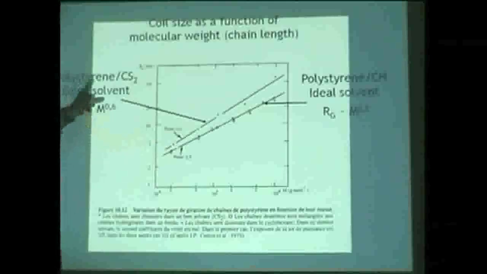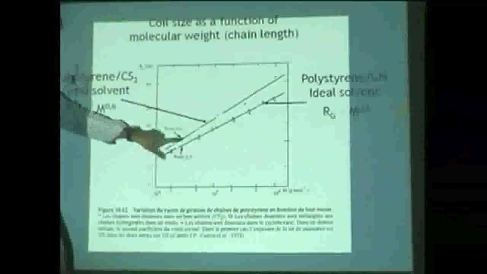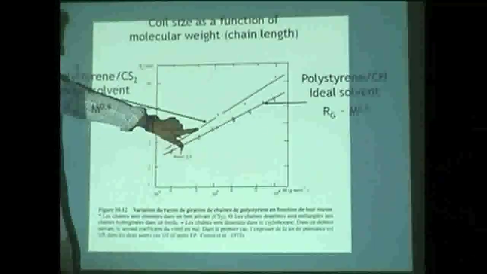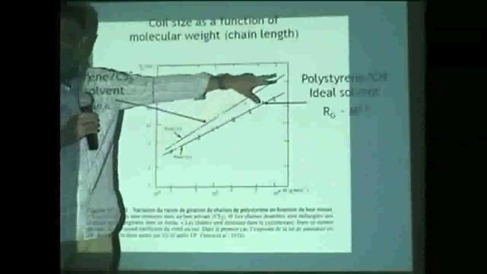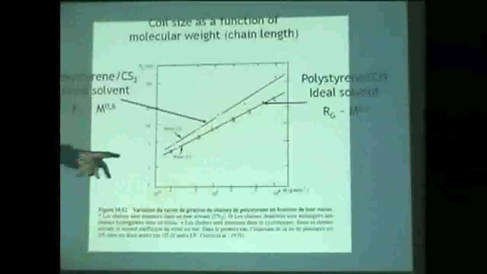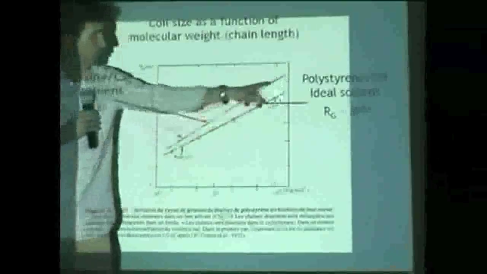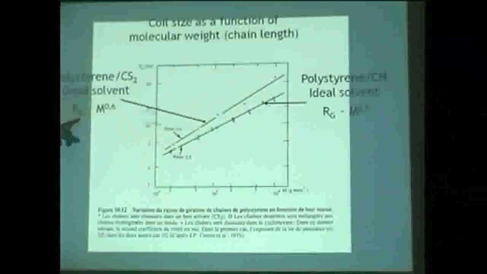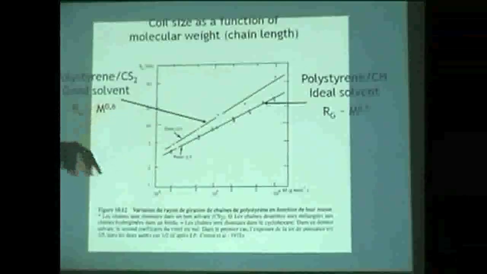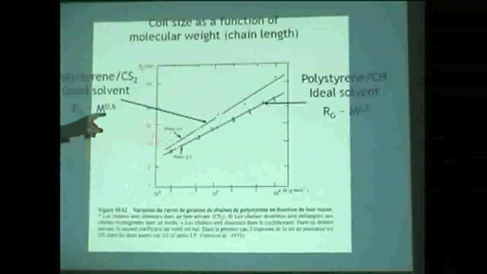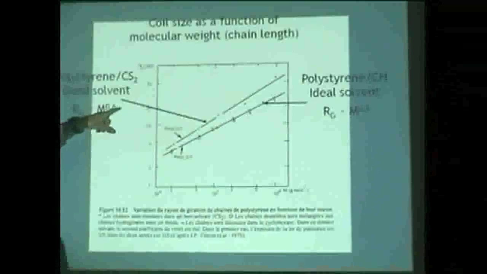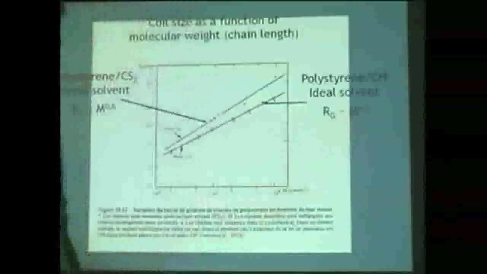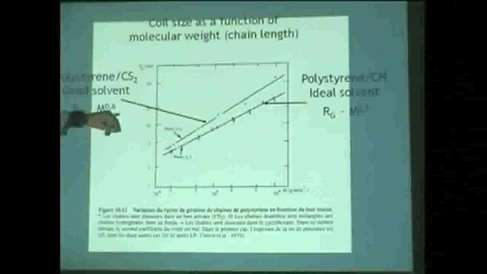This is the same polymer, polystyrene. You see, for example, here is the ideal solvent case, here is the good solvent case. So you see that the chains are larger, and on top of this, the law of variation of the gyration radius with the molecular weight is larger. Okay, so the exponent here is larger, it is 0.6 in that case, and it is 0.5 in this case here. So we see that the dependence is stronger.